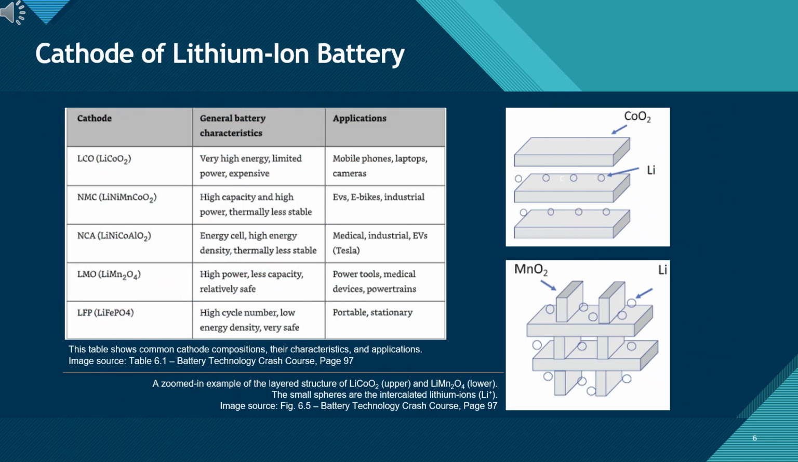Cathode of lithium-ion battery. This slide focuses on the cathode, the positive electrode in a lithium-ion battery. The table lists several common cathode materials such as LCO, NMC, NCA, LMO, and LFP, along with their key characteristics and applications, from small electronics to electric vehicles and industrial systems. The diagrams illustrate how lithium ions are intercalated into the cathode's crystal structure. The top figure shows the layered structure of LiCoO2, while the bottom one shows the spinel structure of LiMn2O4.